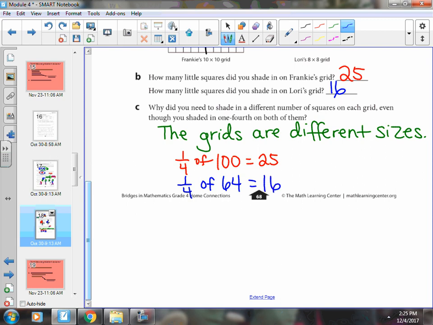So because they were different sizes, 1/4 of them is different because they started off as a different size, right? 1/4 of our classroom would be about 6 kids. 1/4 of a stadium at a packed Indians game would be a whole different number.